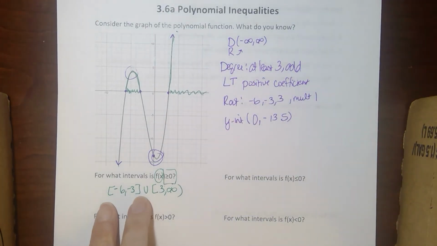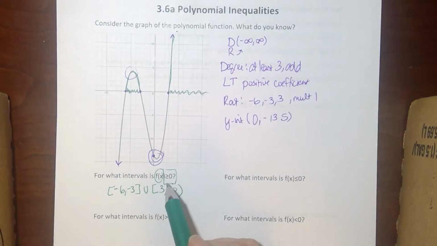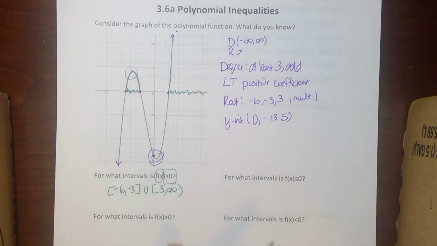Now I included those endpoints because my inequality symbol is or equal to. What if my inequality symbol is just greater than? Well, it's the same intervals, it's just that I don't include the endpoints, because at those locations the graph is equal to 0. The function value is equal to 0.